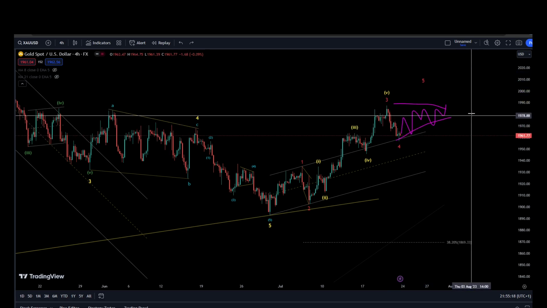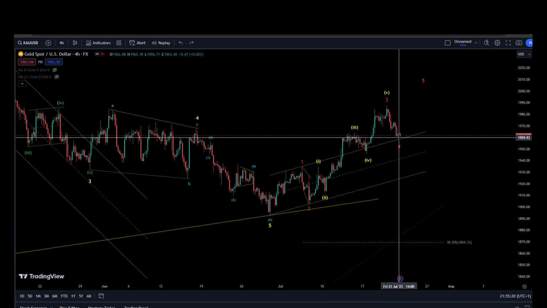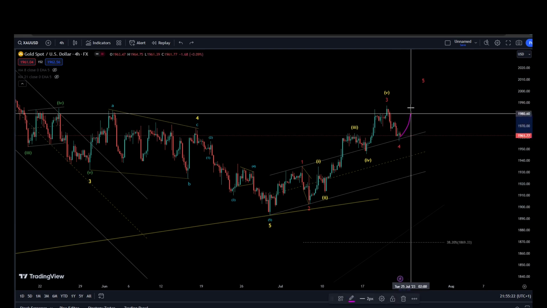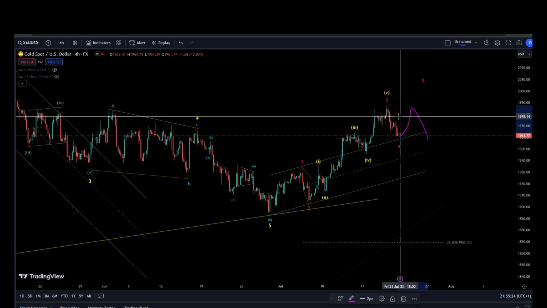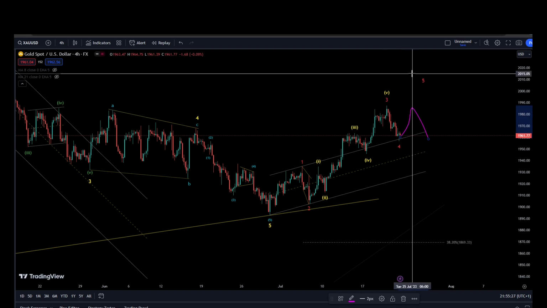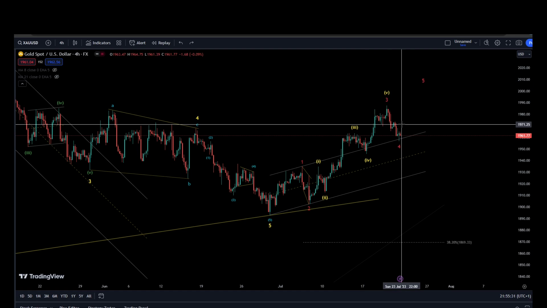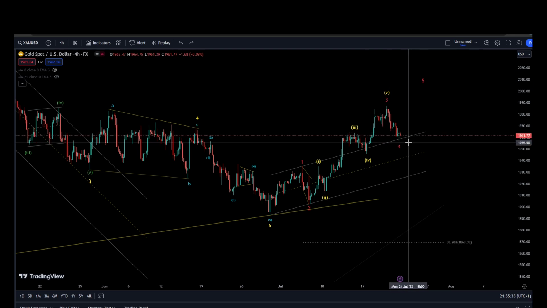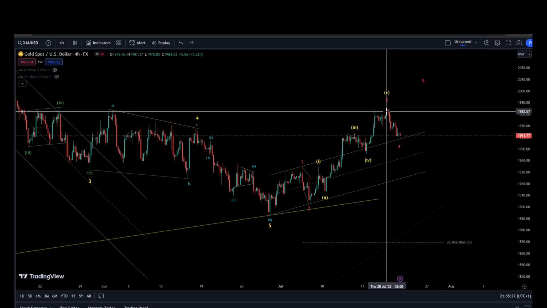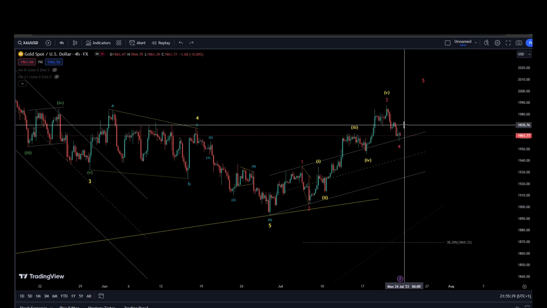Or we could see wave 4 as a flat, so we can get a regular flat, or expanding flat, or running flat, or we can also get a WXY structure or anything like that. But keep in mind, this is the wave 4, which could be or could not be completed until there is price action confirmation.